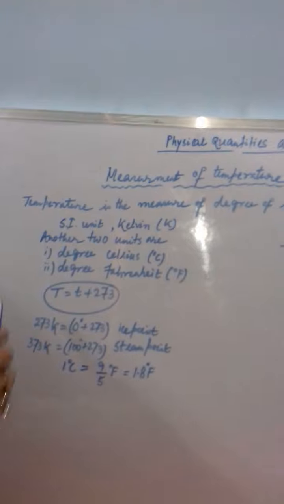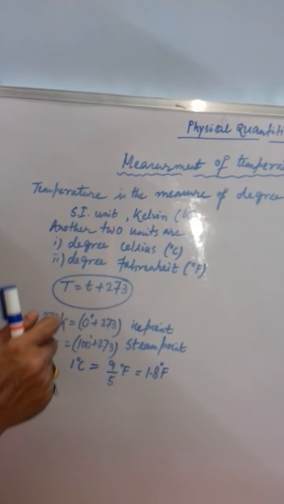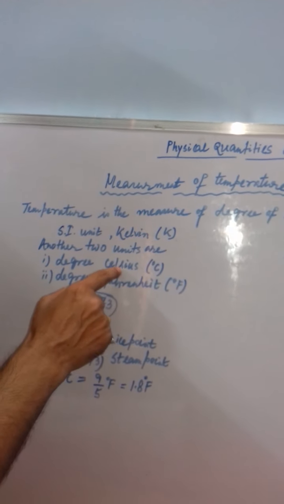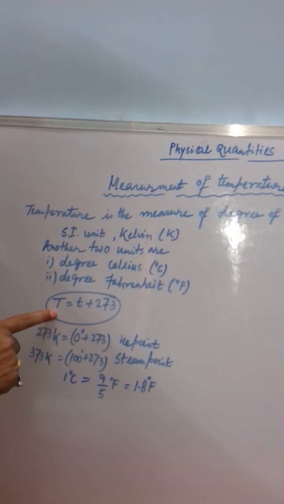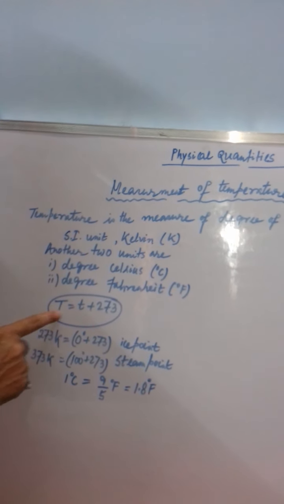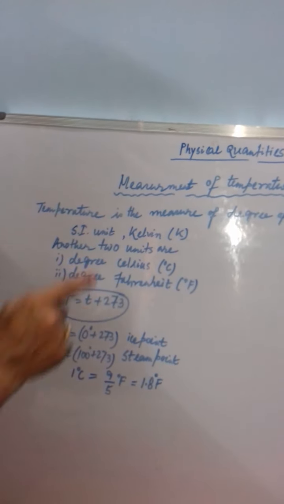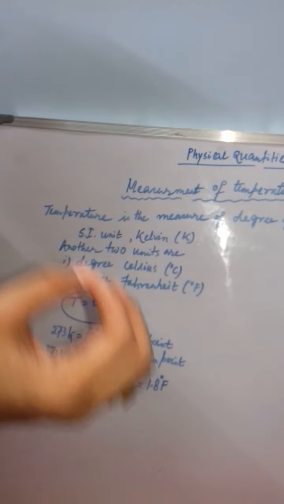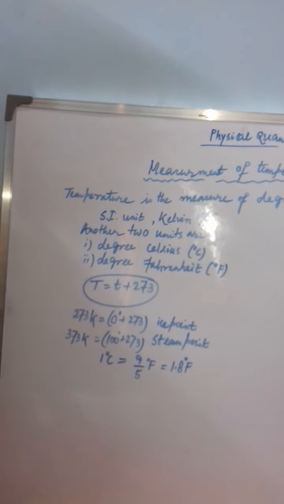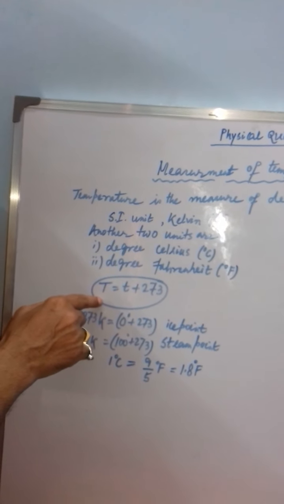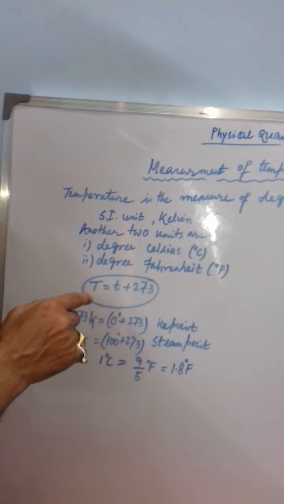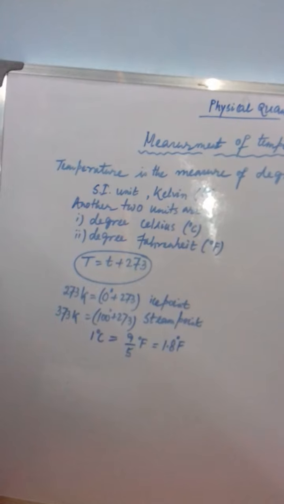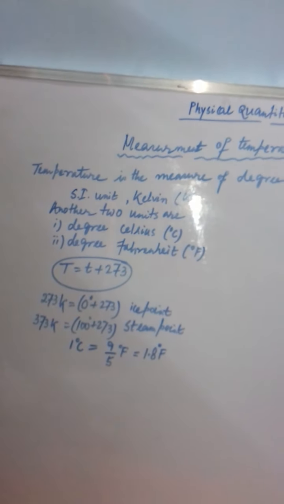Now you see I am writing here capital T equal to small t plus 273. This is the relation between the Kelvin scale and the Celsius scale. Here capital T represents the Kelvin scale and small t represents the centigrade scale or the Celsius scale. So if you know the temperature on the Celsius scale, you just add 273 to it, and you will get the temperature in the absolute scale or the Kelvin scale. Absolute scale you will learn in higher class. This capital T, or this Kelvin, is termed the absolute scale.